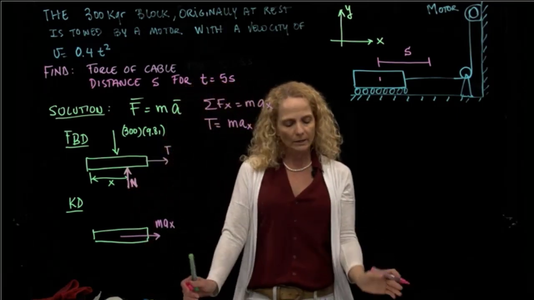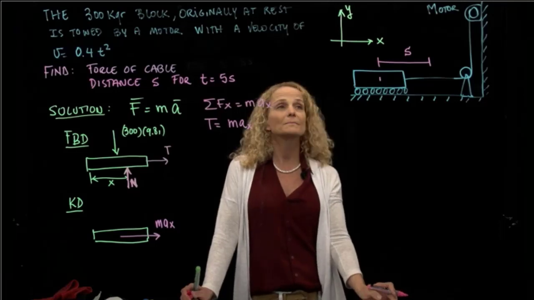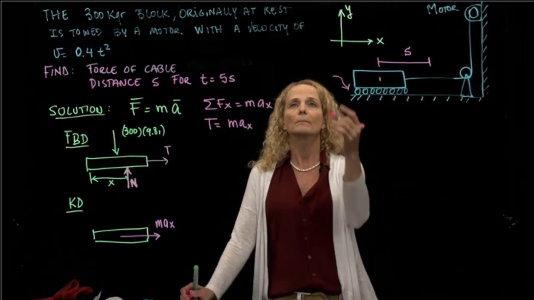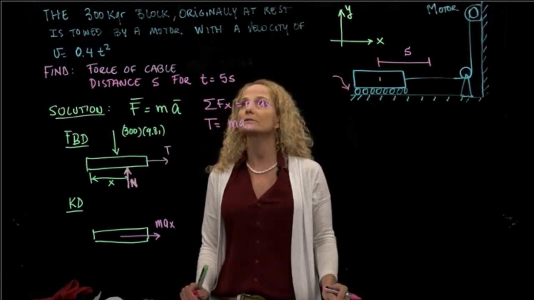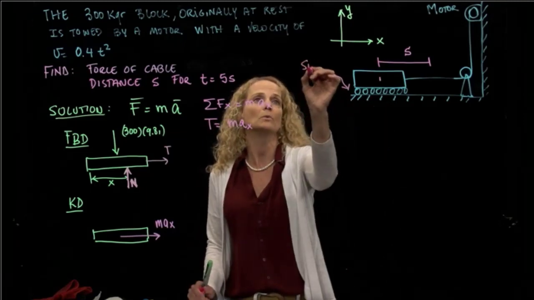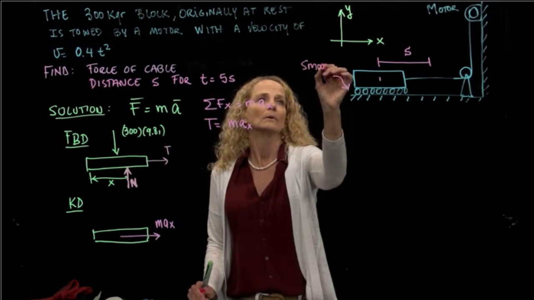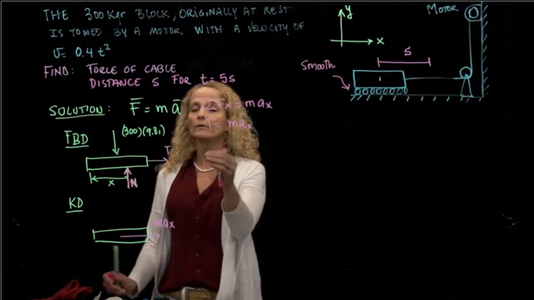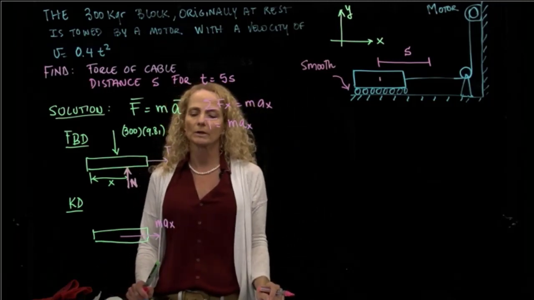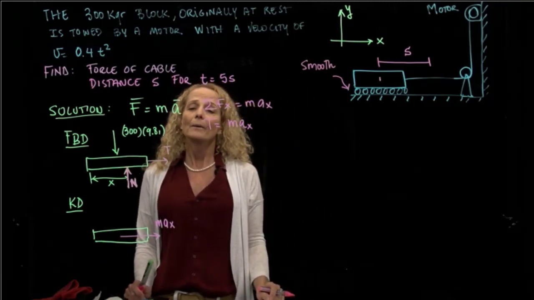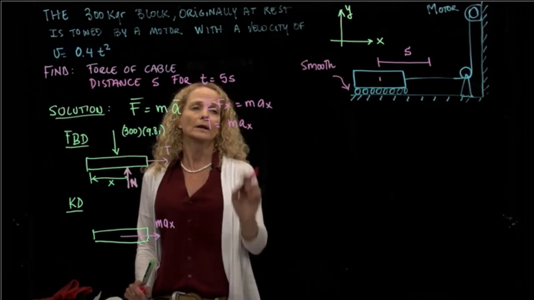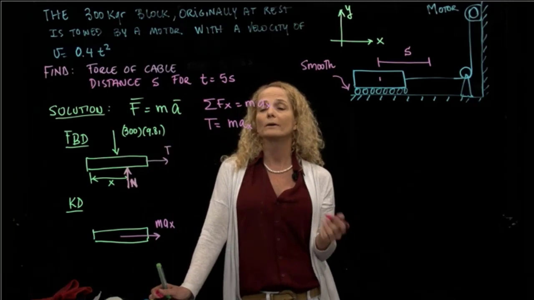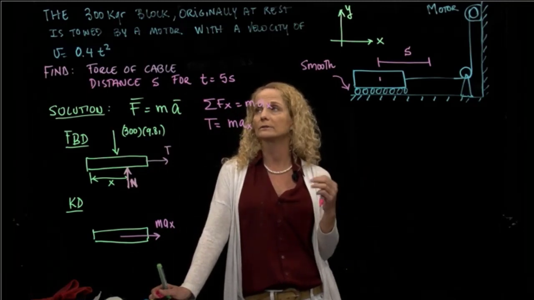We do not have any other force because they do not give us any information about the surface, so we should assume that it's smooth, and then we don't have any friction. So since we don't have any friction, the only force in the x direction is our tension. However, that will be very nice if we have the acceleration, but we do not. We are given the velocity. But what do we know about the relation between the acceleration and the velocity?